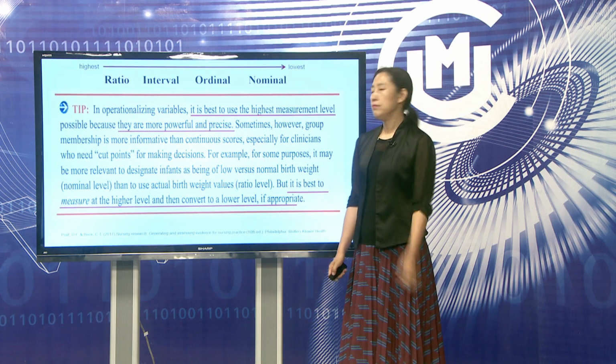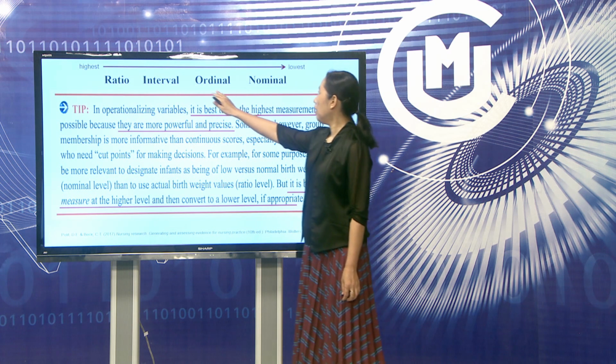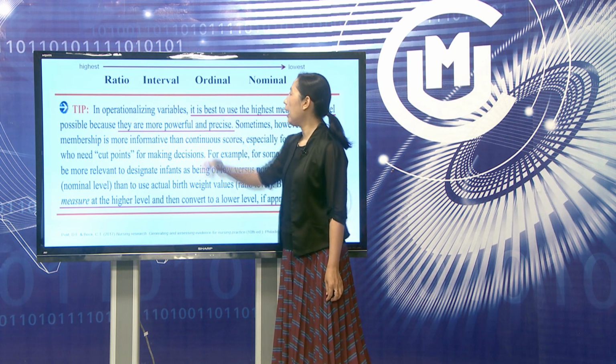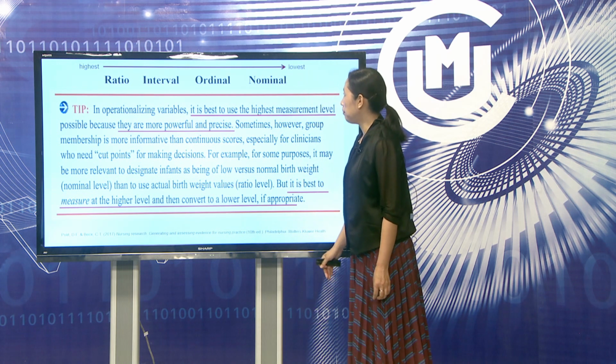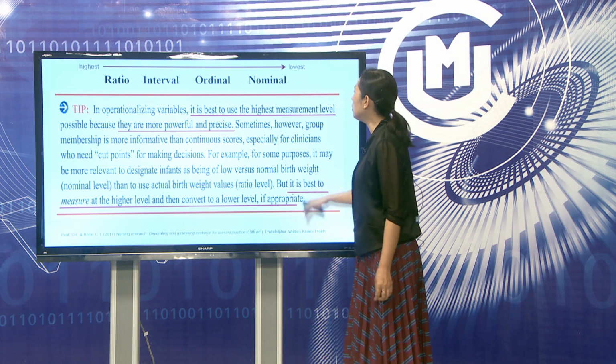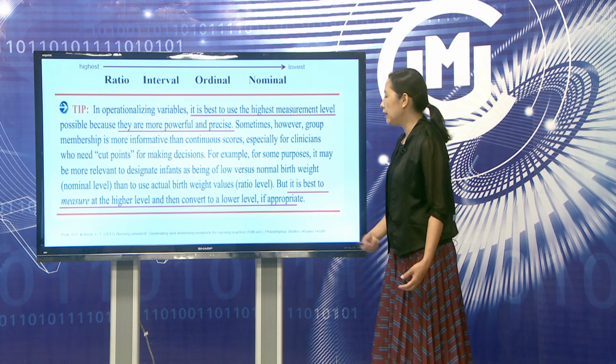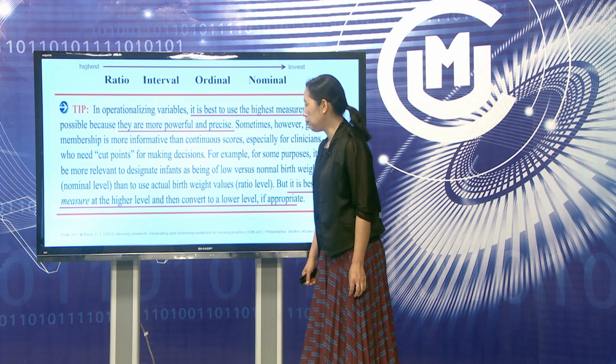So of these 4 types of measurement for the data, from the left is the highest level of measurement, and nominal is the lowest level of measurement. So there are some tips in our statistic principles.